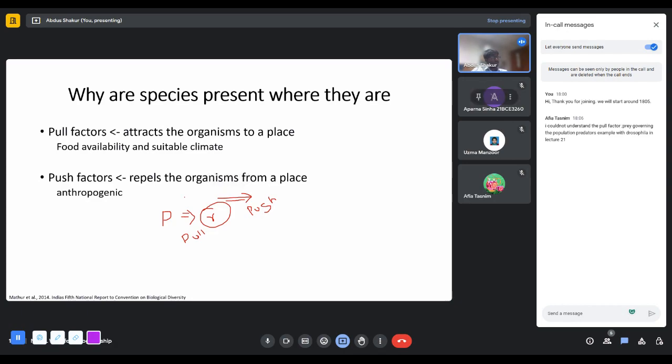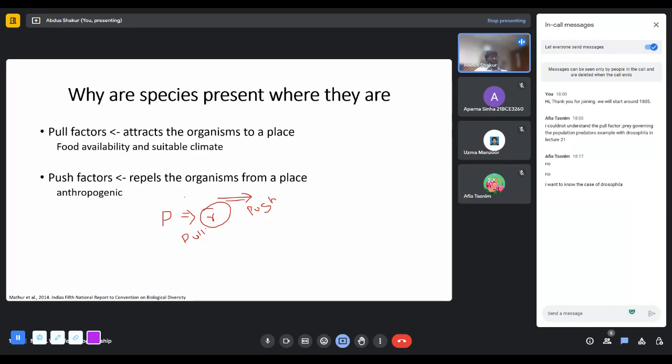Okay, so I think that was what was explained using the Drosophila example. Hope that was clear, right? You asked it right. So you want me to go over the pull and push factors again, right? Then let me say it again. If you talk in terms of predator, you want me to go over it again? I will just go over it again.